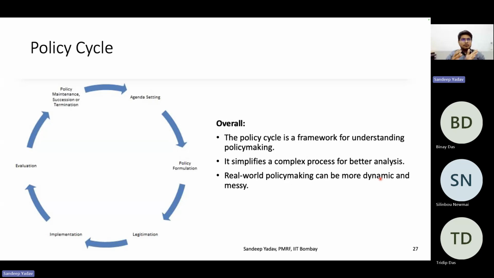Like, suppose you are allowed to emit 100 tons of CO2 per year, but you have emitted only 80 tons. So you will get a certificate for 20 tons. You can trade that certificate to some inefficient industry that is emitting 120 tons of CO2. So that's called carbon trading. That's how carbon trading works.